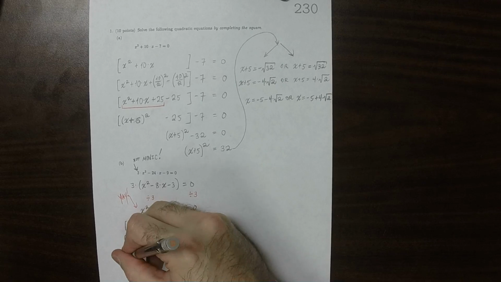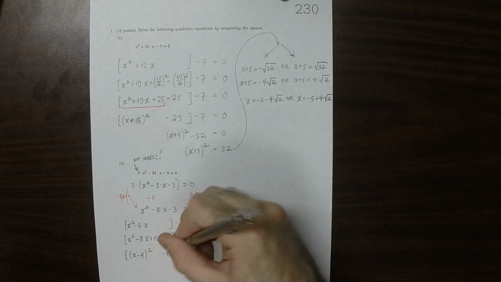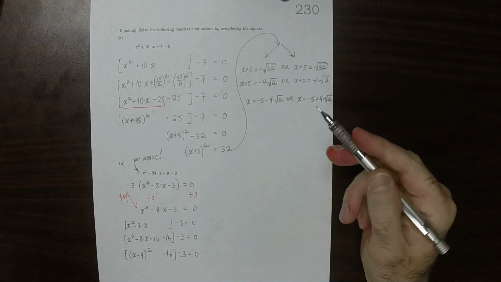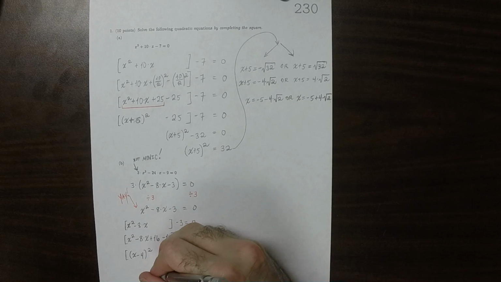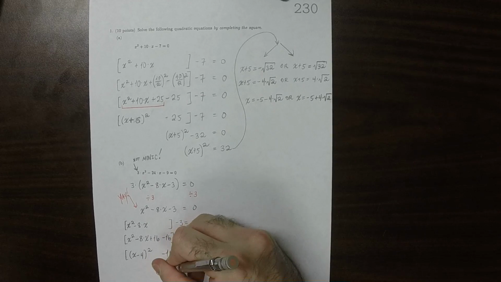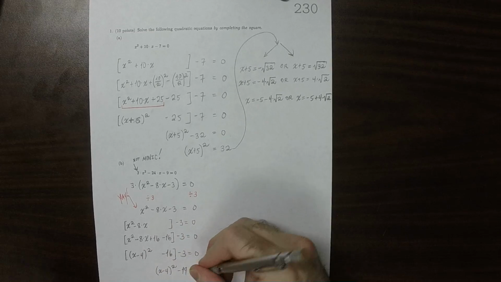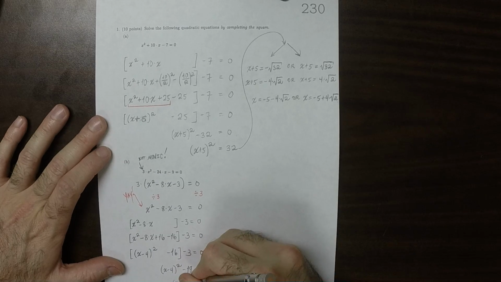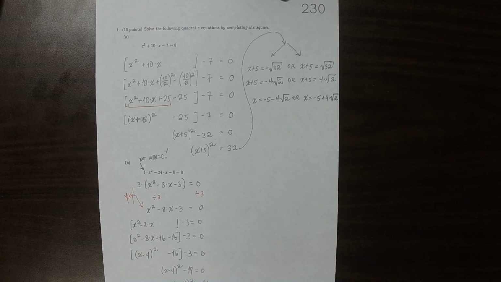So now those first three terms factor as x minus 4 all squared, then minus 16 minus 3 equals 0. So now we can drop the parentheses, combine the units. x minus 4 squared minus 19 is 0, so then x minus 4 squared is 19. So this is kind of the halfway point.